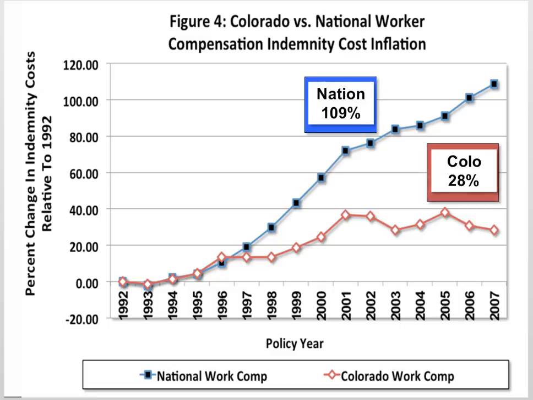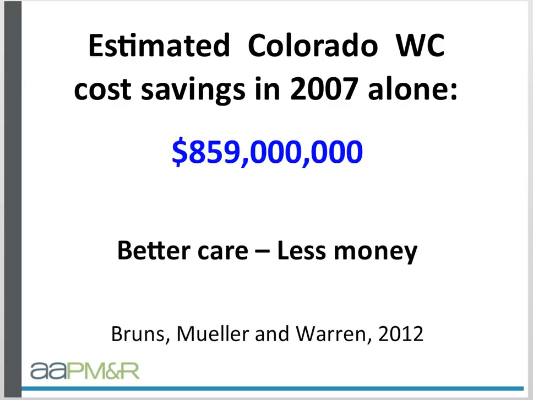If we look at indemnity costs, here Colorado's advantage was even greater, showing an almost 4-to-1 difference in cost increases. Thus, the biopsychosocial model showed evidence of providing better care at less cost. So how much did this save Colorado? The estimate was that in 2007 alone, this saved Colorado about $859 million. It was better care for less money using the biopsychosocial model.